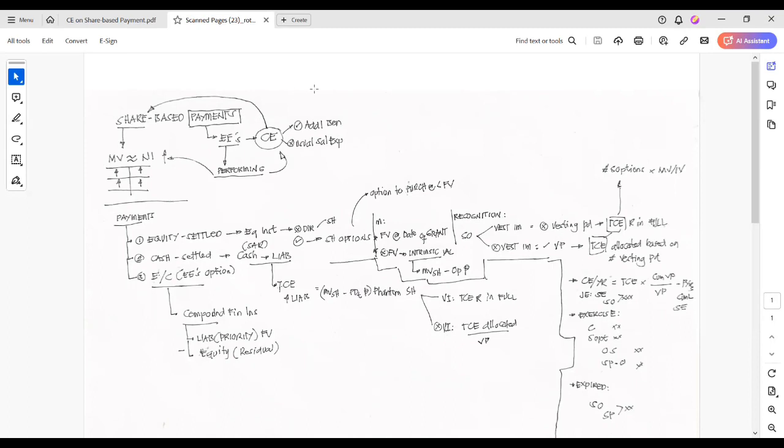What is the form of these payments? Why are these based on shares? These are the modes of payments. One is equity settled. The next one is cash settled. And the third one is at the employee's option, whether that is equity settled or cash settled, or a combination of equity and cash settled payments. Let's start with equity settled.